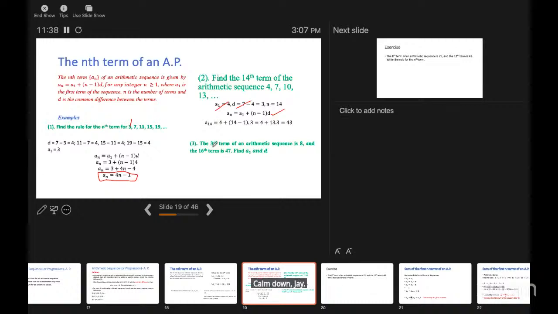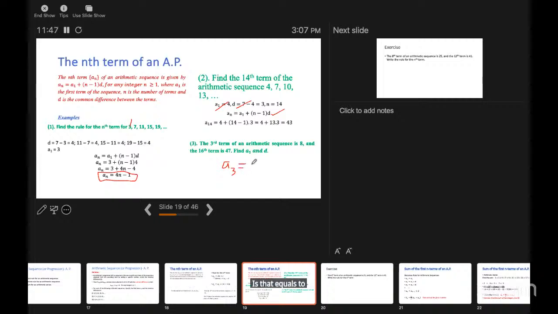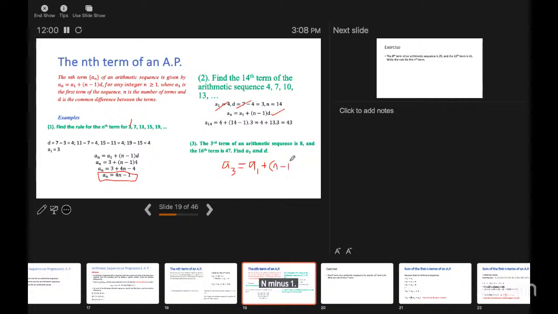This is what you do. The third term of an AP, that is A3, is equal to A1 plus (n minus 1)D. Don't forget you are using the formula A_n equals A1 plus (n minus 1)D. Your n is going to be 3, so you can just put 3 in place of n. So you have A1 plus 2D.